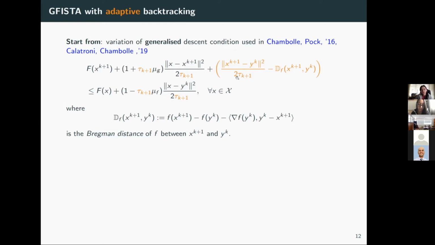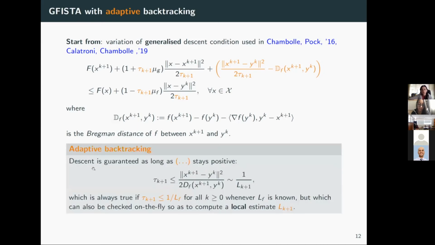greater than or equal to 0. So it depends on what is called the Bregman distance between these two points, the new point and the extrapolated point, and also on your step size. So to guarantee descent, you need to guarantee that this term stays positive. This is true, for instance, when you take your step size to be constant and smaller than 1 over L_F, you can show this. But this also allows for on-the-fly checks of these inequalities.